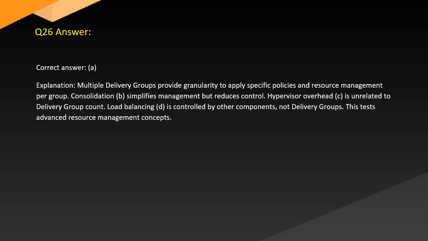Answer. Correct answer. A. Explanation. Multiple delivery groups provide granularity to apply specific policies and resource management per group. Consolidation, B. Simplifies management but reduces control. Hypervisor overhead, C. Is unrelated to delivery group count. Load balancing, D. Is controlled by other components, not delivery groups. This tests advanced resource management concepts.